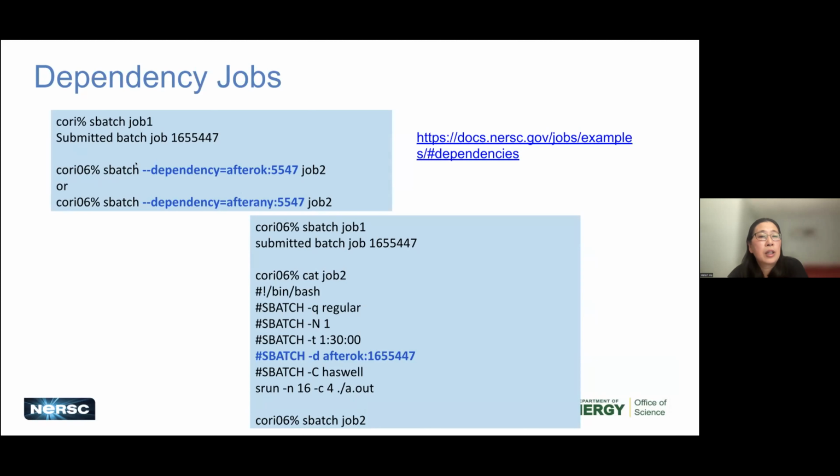You can do it in the command line. You can also do it in your job script. You add this here. You first submit the first job and you get a job ID, right? And then you put the job ID here in your job script for your second job. This is called dependency jobs. There are some workflows, for example climate models, that definitely need these dependency chains.